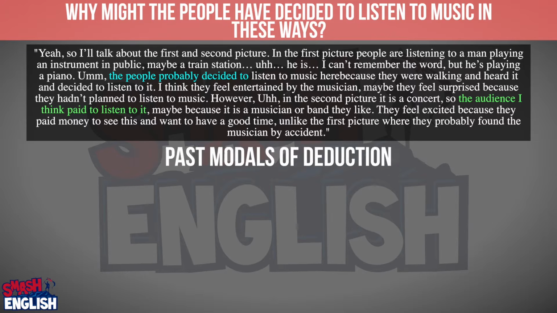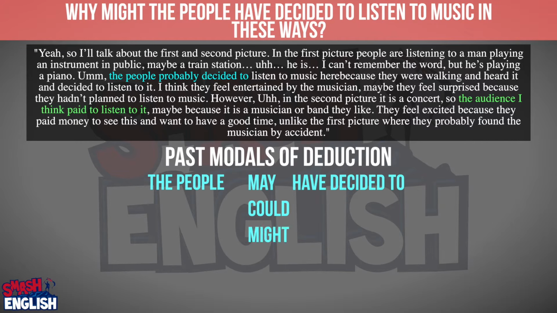We need to use past modals of deduction. Seriously, if you have a question in part 2 that requires you to talk about the past, use past modals. So instead of saying the people probably decided to, Bruce should say the people may, could, or might have decided to. Instead of saying the audience, I think, paid to listen to it, Bruce should say the audience must have paid to listen to it. We have used must here to express certainty. This is a concert and you usually need to pay for concerts, so must, not could, may, or might.